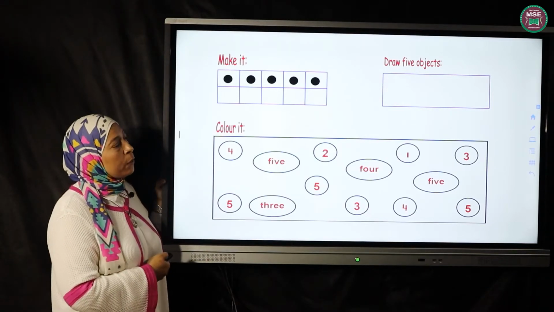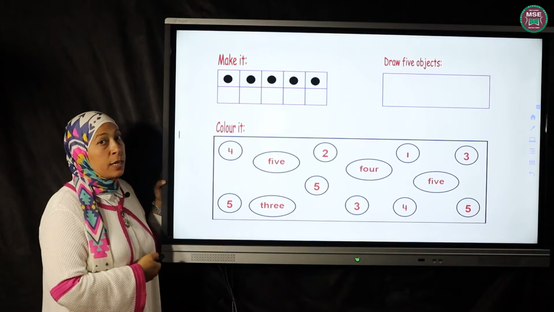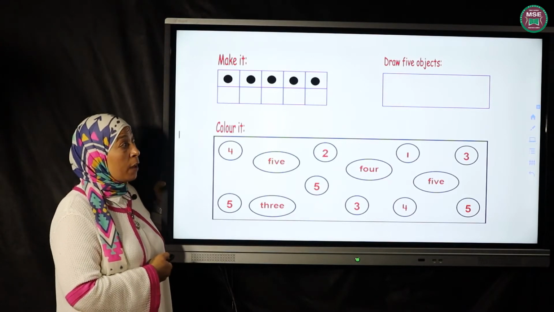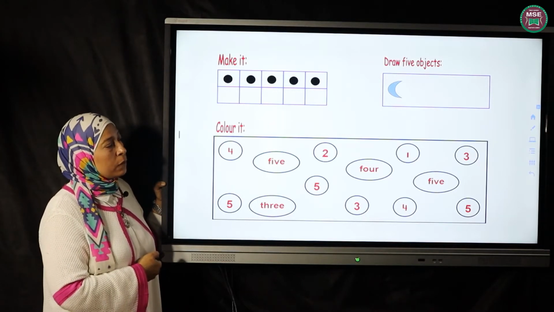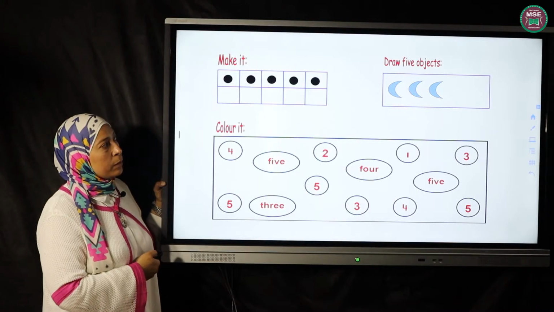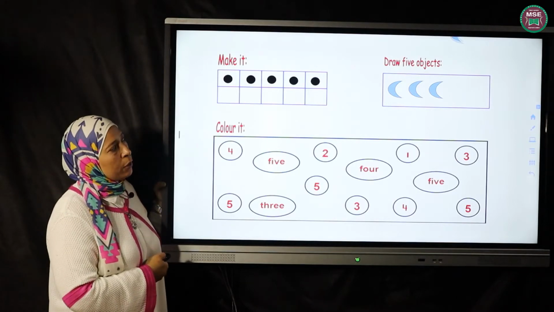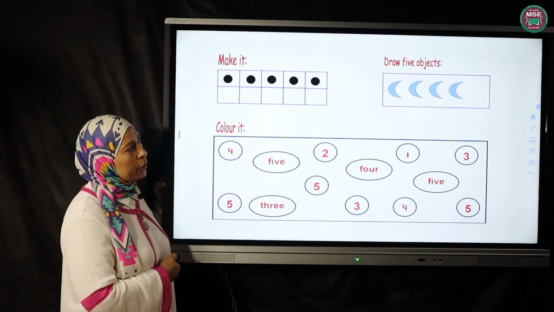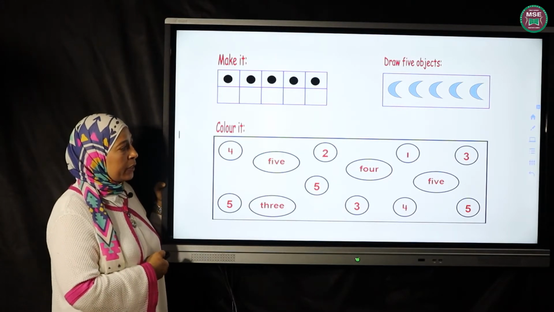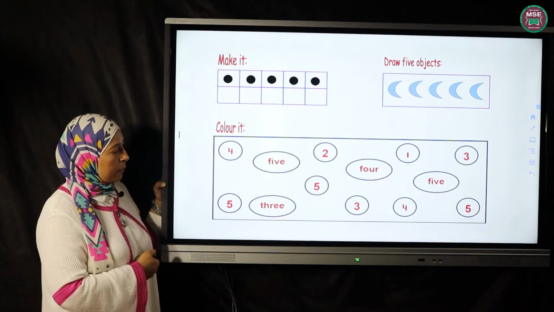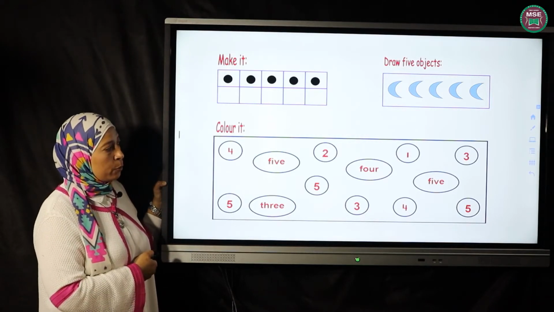Let's draw it now. I need to draw how many? Yes, excellent, 5 objects. Let's draw them together. 1, 2, 3. Is that enough? No. 4, and one more to make it 5. Down here, this is very easy, like every time we are just going to read the number and color it.